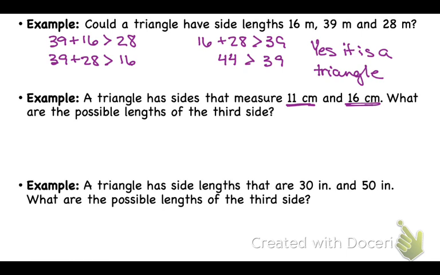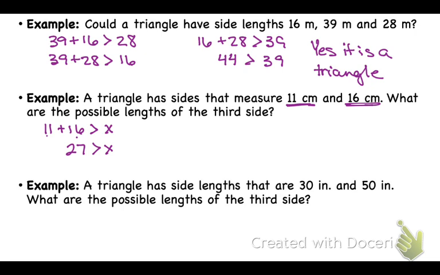So any two sides have to be bigger than the other, right? The sum. So I take 11 plus 16 has to be bigger than x. Whatever x is, right? So what is 11 plus 16? 27. So 27 has to be bigger than x. So x has to be smaller than 27. Yes? Can't be any bigger.